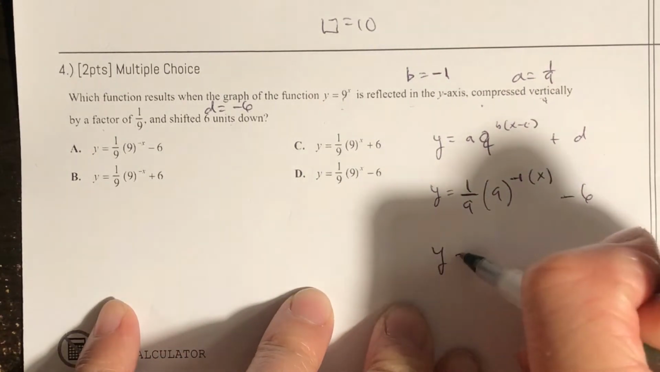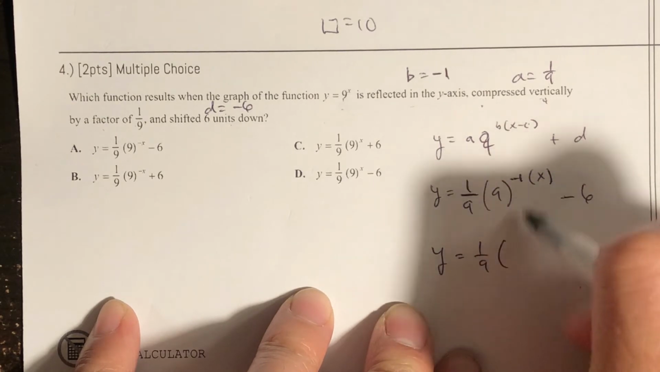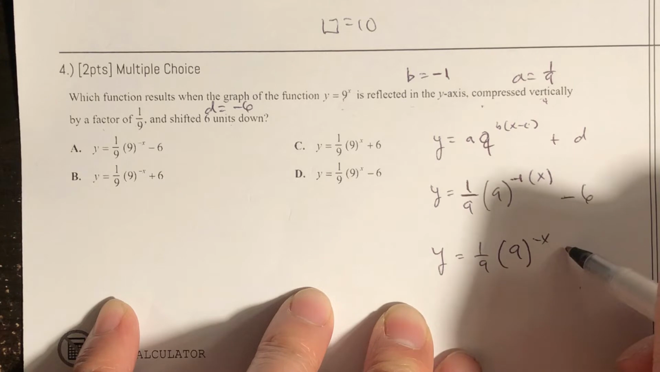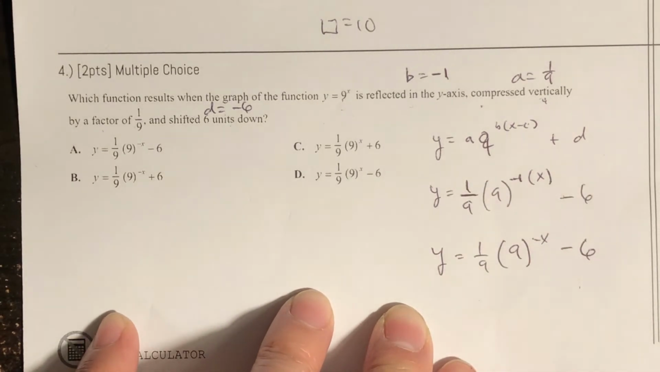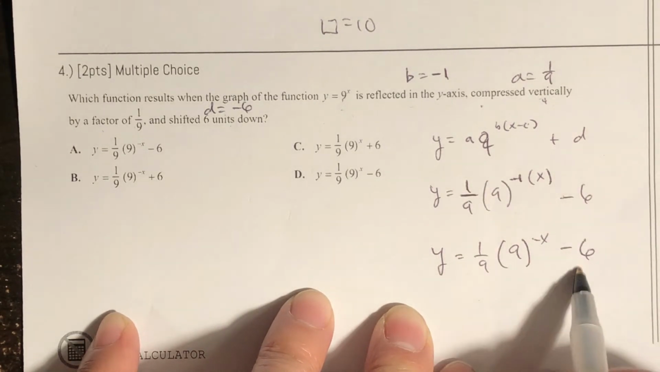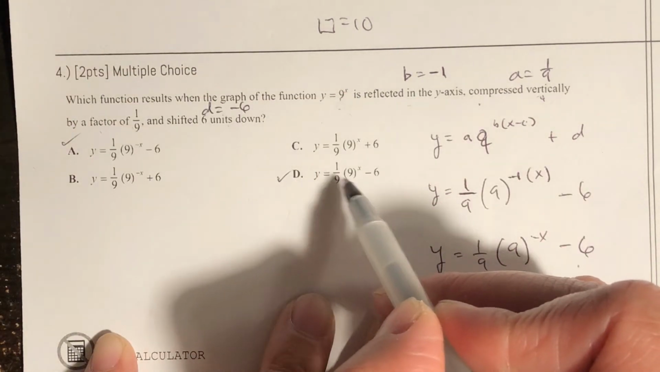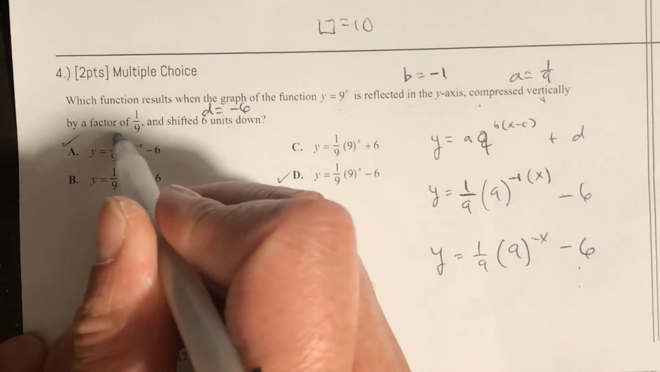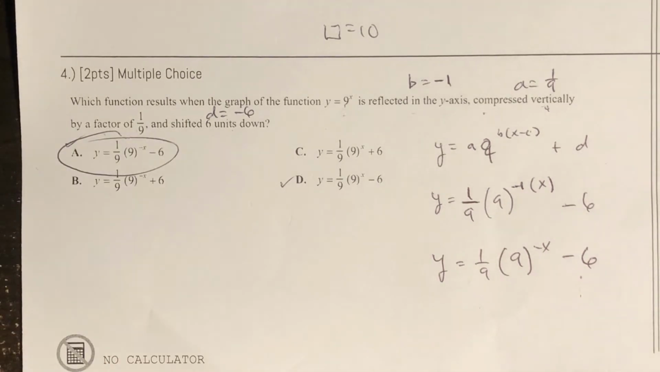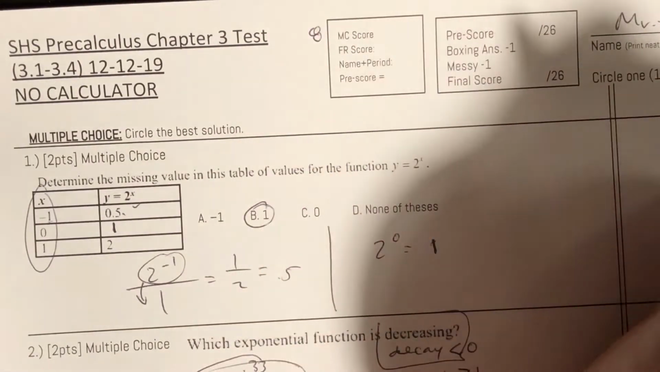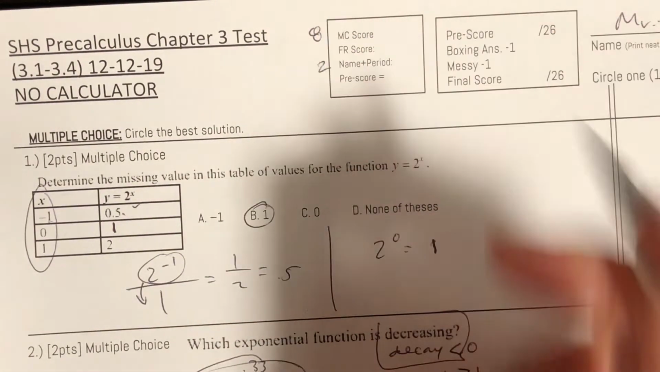To clean that up, I get 1/9. This just becomes -x, and then going down to -6. So the -6's are here and here, and then there's the -x. So that'll be this choice right here, A. So 4 multiple choice questions times 2 gives 8, and then name, period 2. Let's go to the back side.